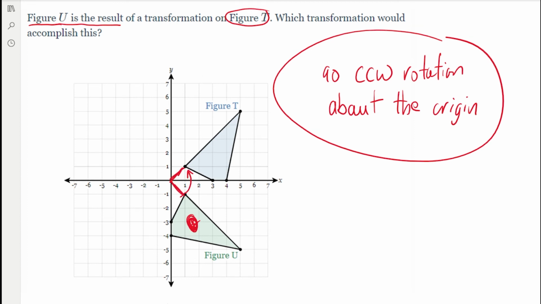I could have gone in this direction, but then I'd have to say 270. Because this would be 90, this would have been my 180, and then this would be 270. So do I want to go 90 degrees in a counterclockwise fashion or go 270 in a clockwise fashion? It doesn't matter. I just stick with the simplest variant.